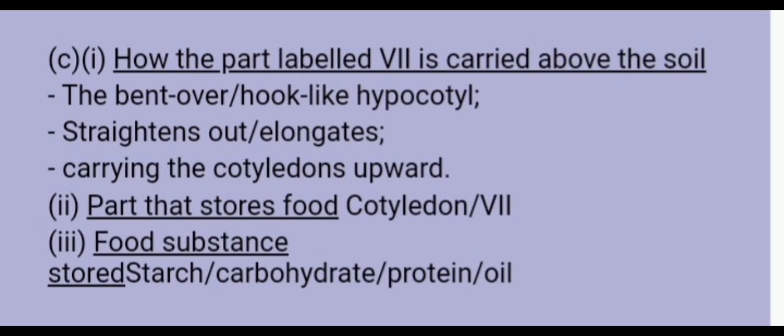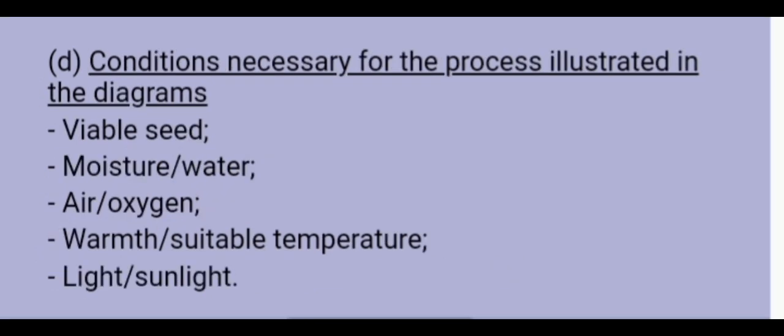Okay, now what are the conditions that are necessary for this germination process to occur? The seed must be viable, and you should have moisture or water in the soil, and air should be able to enter the soil. So the aeration of the soil must be good, air, oxygen, and warmth or suitable temperature is required, and sunlight or light.